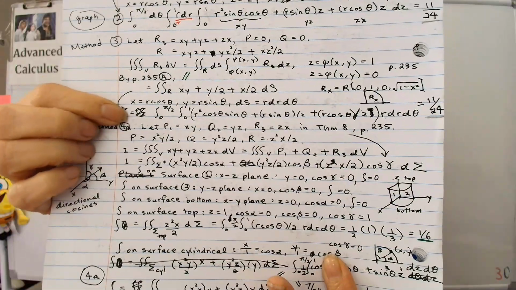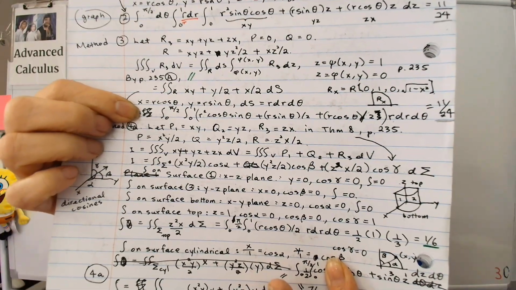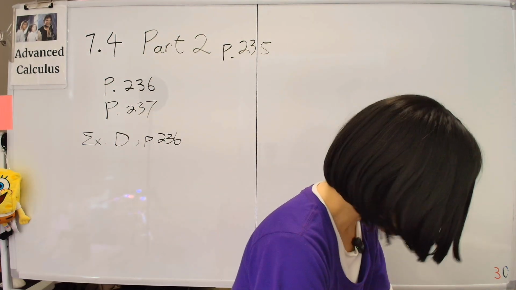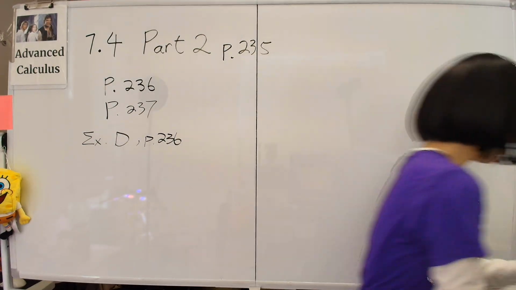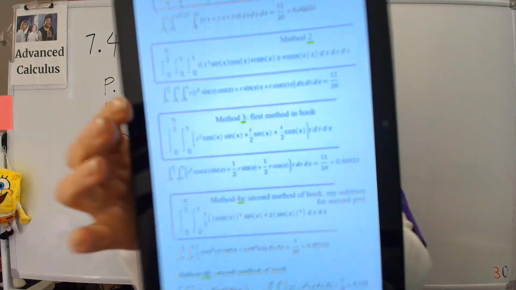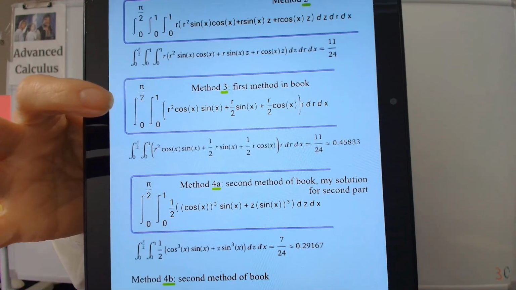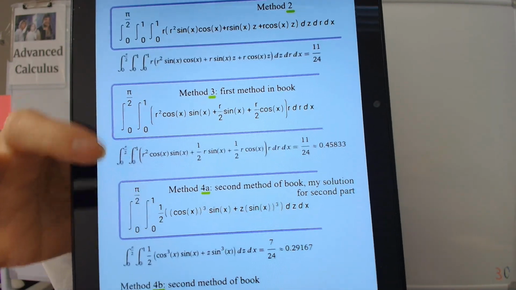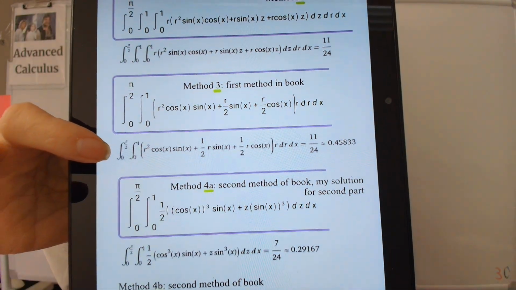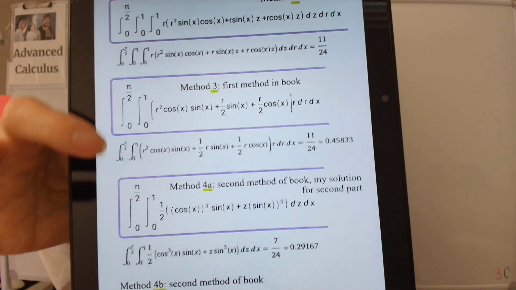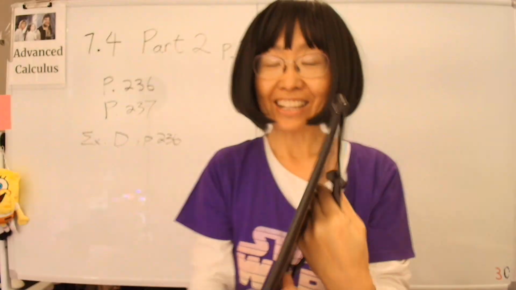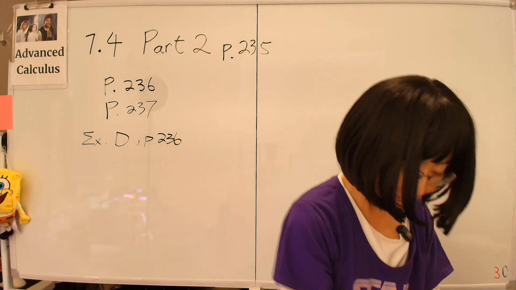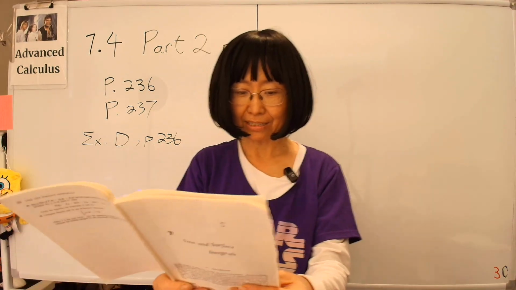So when we plug everything in and do the integration, it equals 11 over 24, which is what you see. I plugged all that into the Wolfram calculator, and it says that equals 11/24. So that is good, and that's method 3, which is the first method in the book. So next, let's look at the next thing.